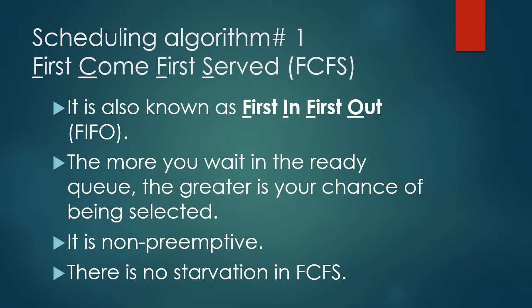FCFS is fair. Processes are executed in the order of arrival. It is non-preemptive. Preemption means taking the processor away from a process forcibly. In non-preemptive algorithms, the process willingly leaves the processor if it has completed execution or if it wants I/O. Nobody takes the processor away from the process without its consent. There is no starvation in FCFS.